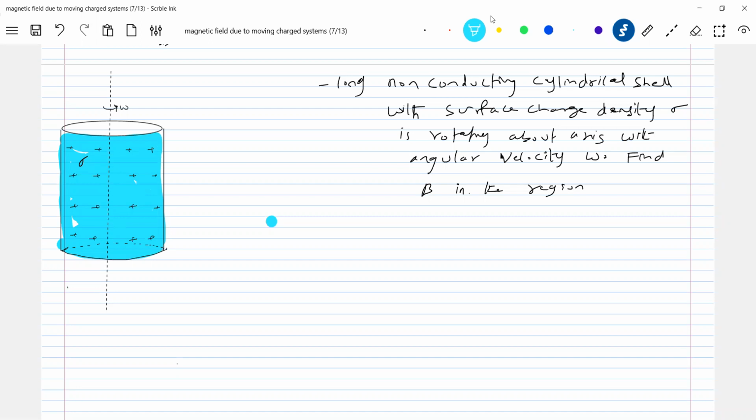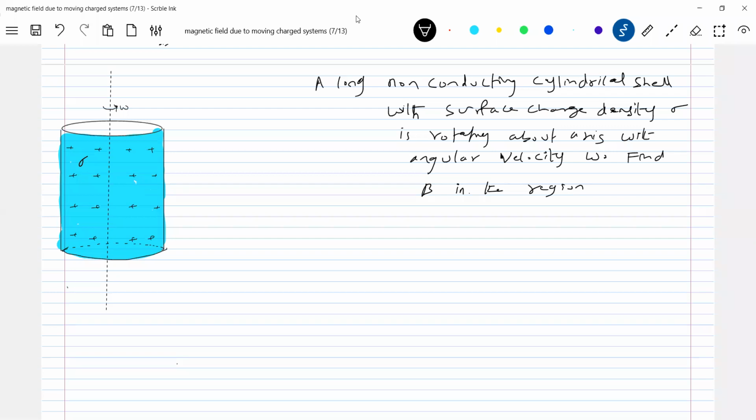Don't make any guess. Try to show that mathematically. Try to work it out with Ampere's circuital law only. Don't go for the Biot-Savart law. Nowhere is it helpful. You have to say goodbye to the Biot-Savart law.